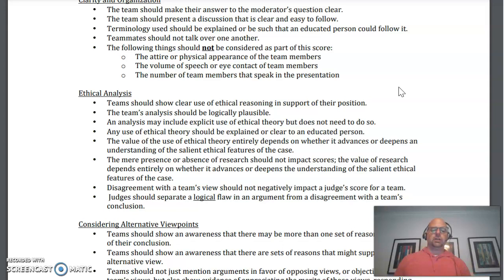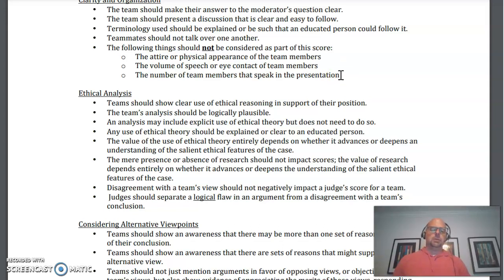Now, there's a caveat here, of course. If you can't hear somebody at all, then obviously you can't give them a decent score for clarity and organization. What we're trying to get at, though, is this idea that rhetorical flourish is not something that you're evaluating teams on.